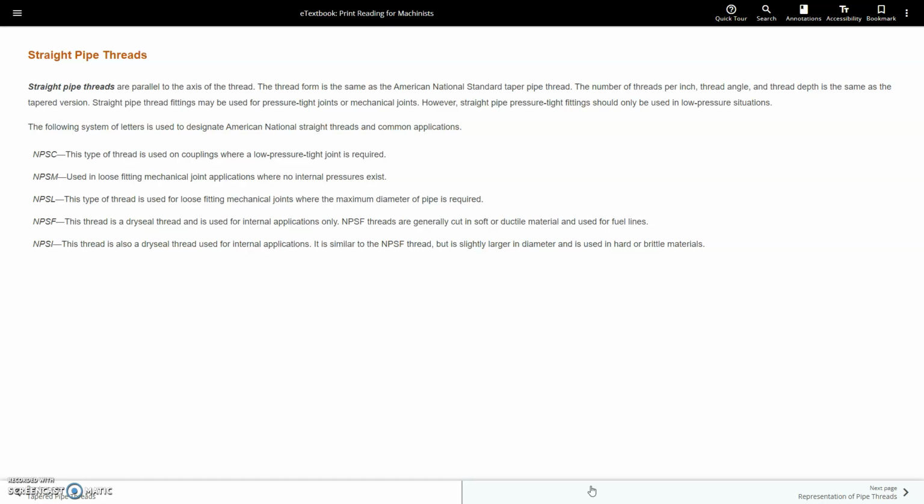NPSF, this thread is a dry seal thread and is used for internal applications only. NPSF threads are generally cut in soft or ductile material and used for fuel lines. NPSI, this thread is also a dry seal thread used for internal applications. It is similar to the NPSF thread but is slightly larger in diameter and is used in hard or brittle materials.